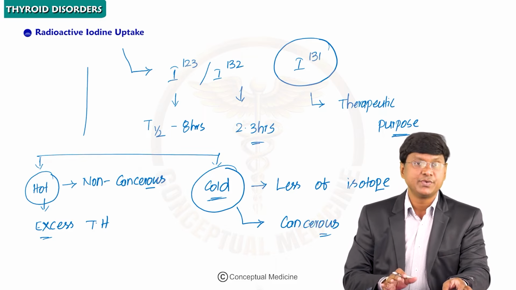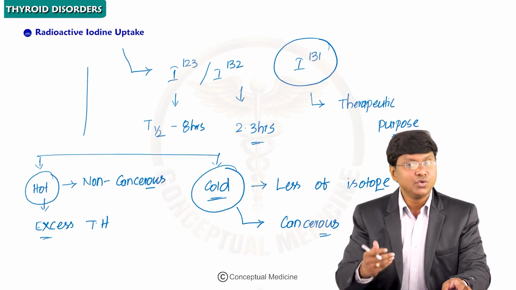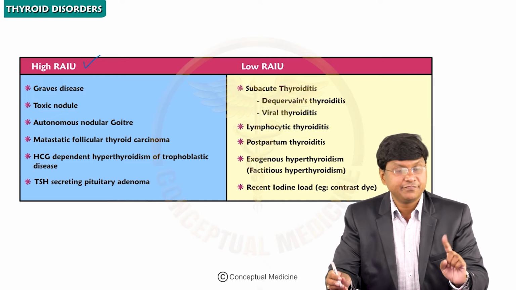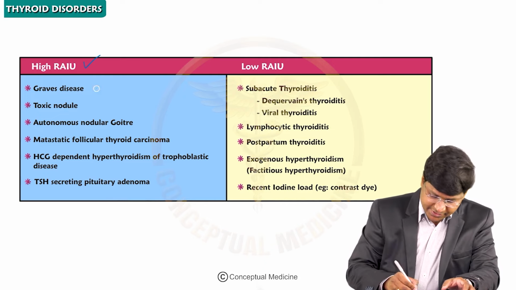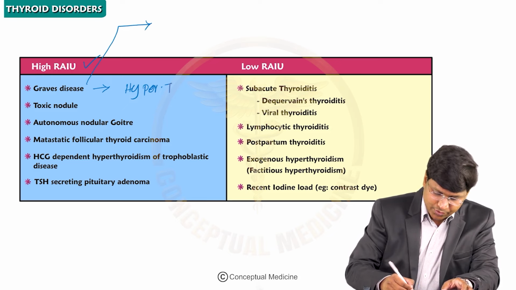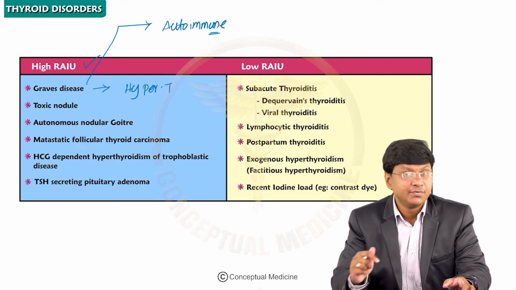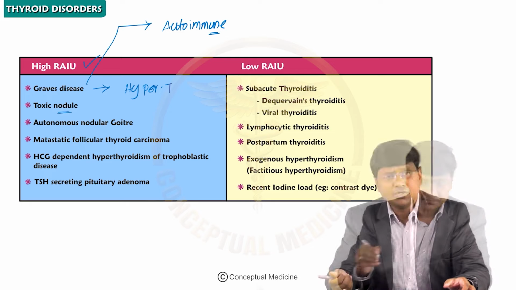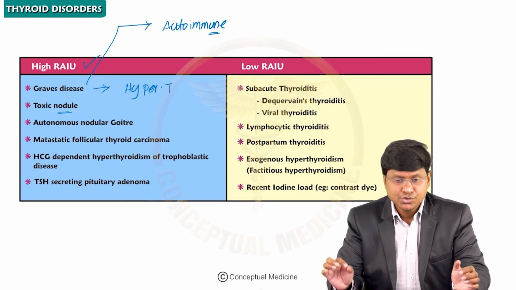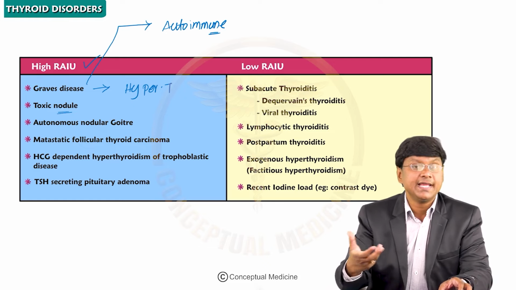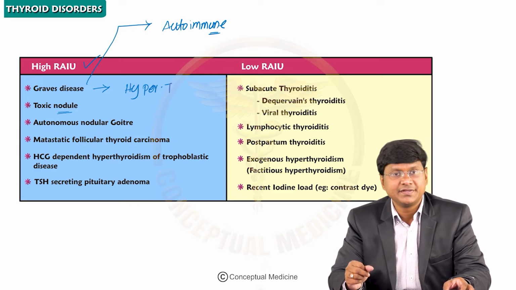Now, let me tell you the conditions where you have high radioactive iodine uptake and conditions where you have low radioactive iodine uptake. This table is very, very important. First and foremost is Graves' disease, the most common cause of hyperthyroidism. It is also an autoimmune disease with the formation of thyroid stimulating immunoglobulins. Then the toxic nodule, which is like autonomous thyroid tissue, produces excess T3, T4 and takes up a high amount of the radioactive iodine, that is iodine 123 or iodine 132.